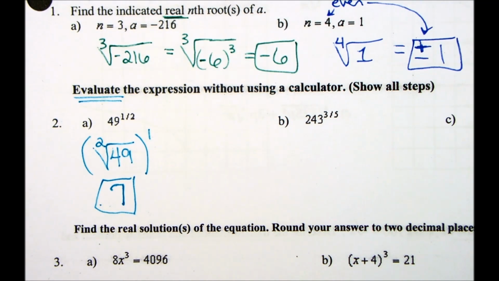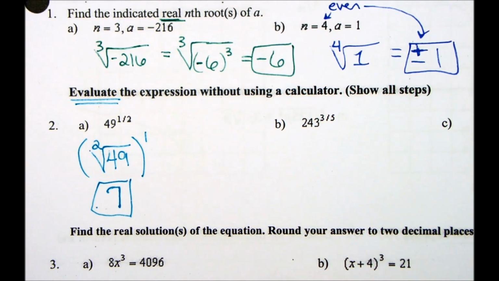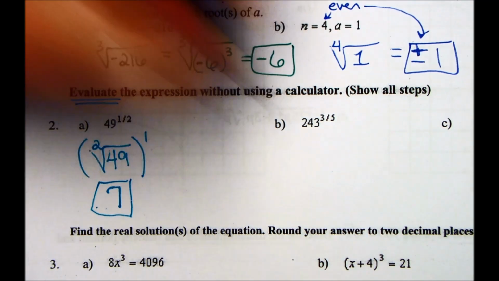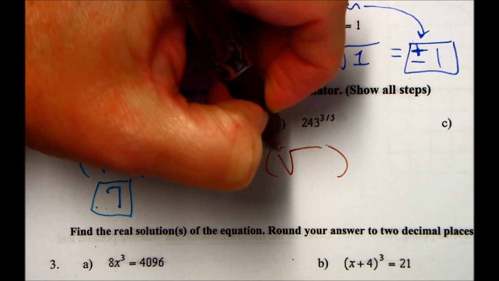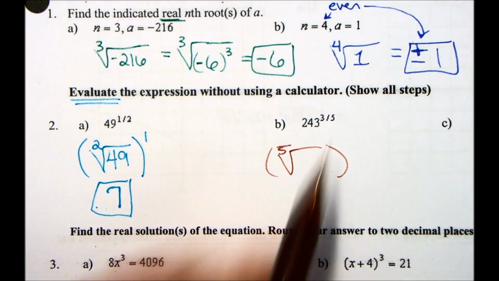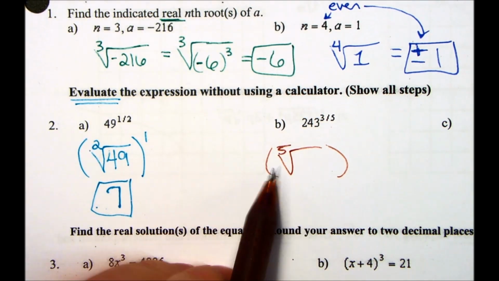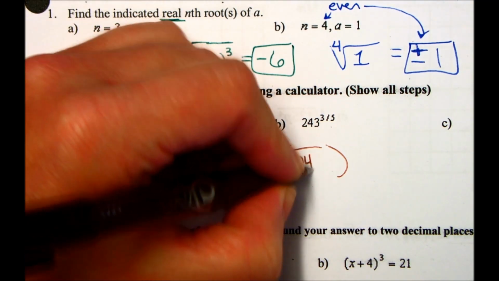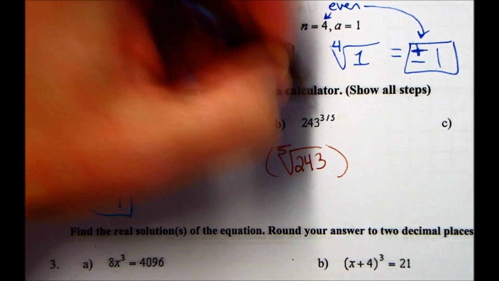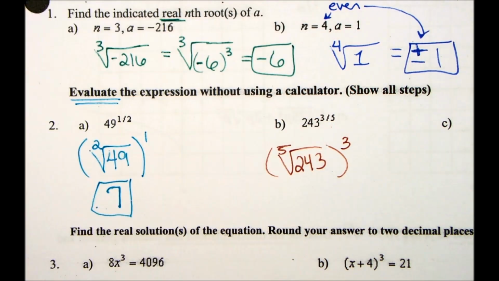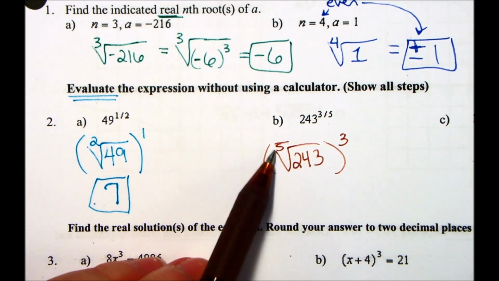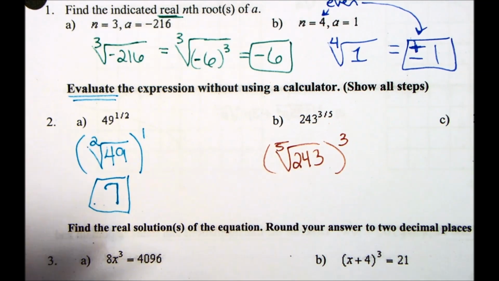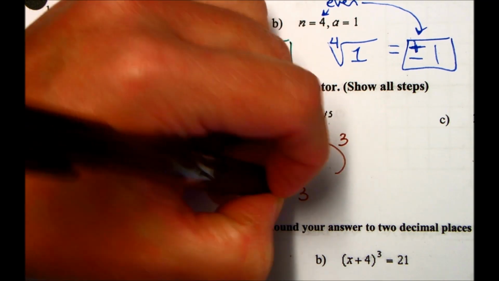All right, so the next one here, 243, is a little bit bigger of a number. But even without a calculator, I want to see that you've taken the 5th root of the 243 first. You do not want to take 243 to the third power. That's something you wouldn't do without a calculator. But the fifth root of 243 is 3.